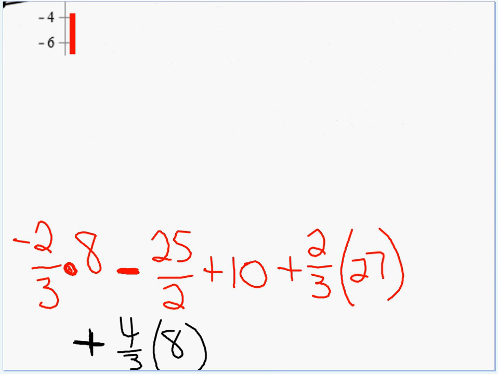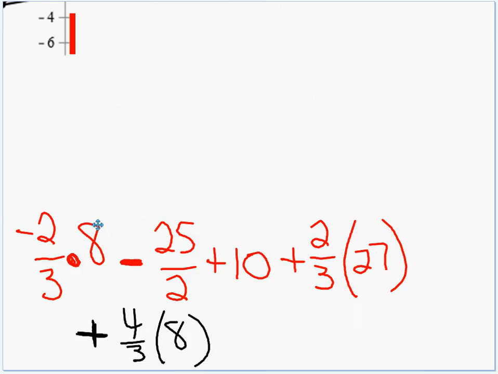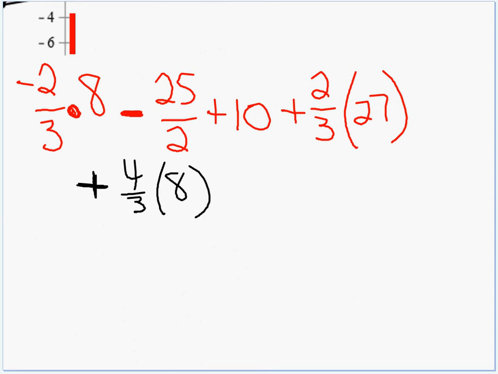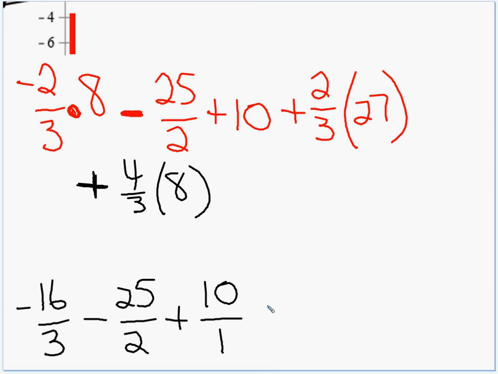Now, I haven't checked with my notes lately. I hope I haven't screwed anything up. We'll see here. Negative 2/3 times 8, that's negative 16/3. Minus 25 halves plus 10. 20 minus... that becomes an 18. And then I almost forgot here, this 4/3 times 8, that is plus 32/3.